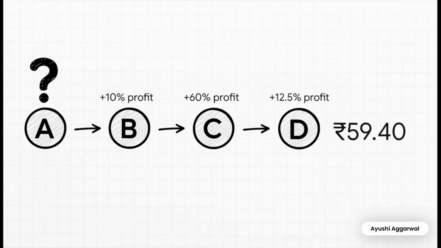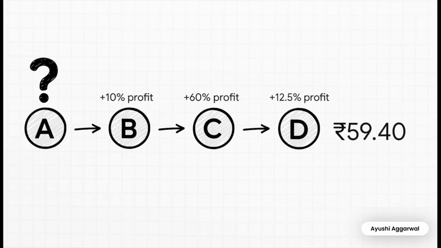A sells an object to B at a 10% profit. B sells it to C at a 60% profit. Then C sells it to D at a 12.5% profit. If D paid 59.40 rupees in the end, what was A's original cost price? Now this might look long and intimidating, but the logic behind it is actually very simple.